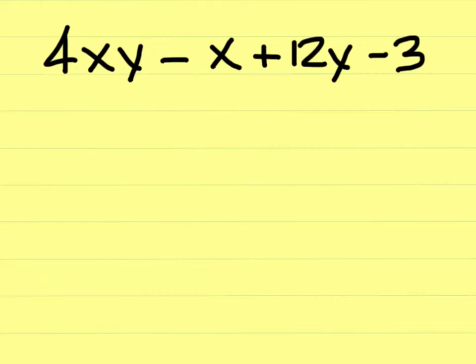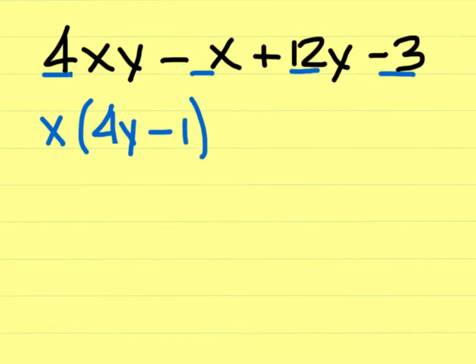For this problem, we have 4 and 1, and each one has an x in it. But then you also have 12 and 3. 3 can come out of both of those and nothing else. Let's go ahead and try the first two just to see what happens. If I did that, I could factor out an x, and that's it, and be left with 4y minus 1. When you divide x by x, you're left with 1.